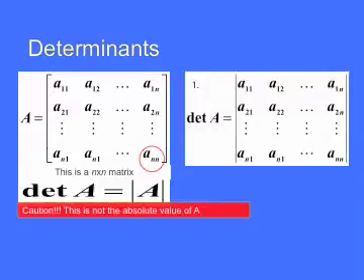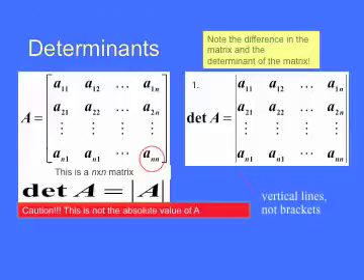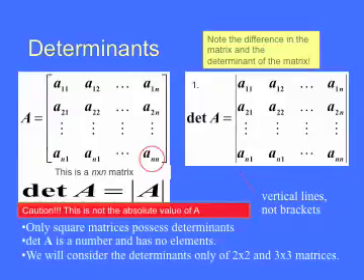Here we have the determinant of A written out. Note the difference in the matrix and the determinant of the matrix. The determinant has vertical lines, not brackets. Only square matrices possess determinants. The determinant of A is a number. We'll do a calculation that gives us a single answer. It has no elements. It's not a matrix. And we'll consider the determinants of only 2 by 2 and 3 by 3 matrices in this section.